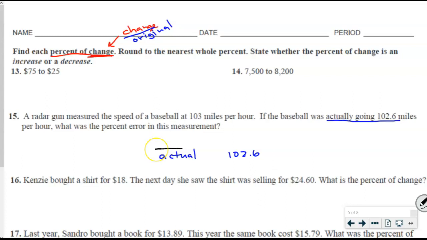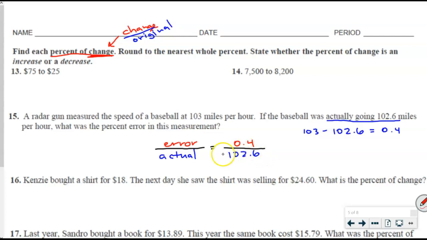But remember, we need to figure out what the error is first. So how far off was that radar gun? It wasn't 100% perfect, right? How far off was it? Just like our warm-up, we have to find the change, or in this case, we're calling it the error. So that 103 minus 102.6 is equal to 0.4. That's our error.